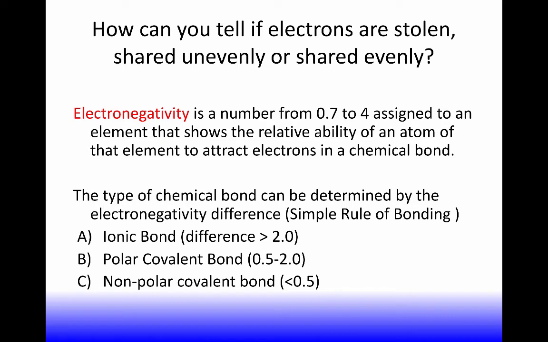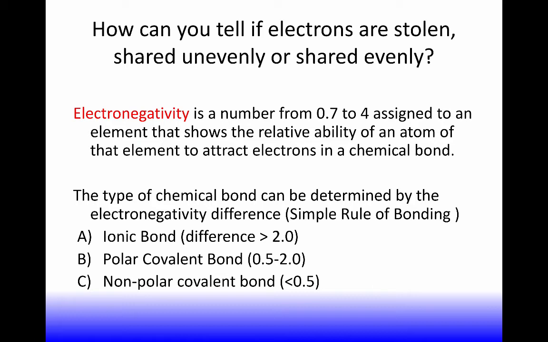Well, carbon has a value of 2.6. Hydrogen has a value of 2.2. So the difference is 0.4. So between carbon and hydrogen, the electrons in the bonds between them are generally considered to be evenly distributed. So there isn't really a positive and a negative side of that bond, okay? So when you think about this, all hydrocarbons, octane, ethane, whatever, they're only carbons and hydrogens. They are all non-polar.